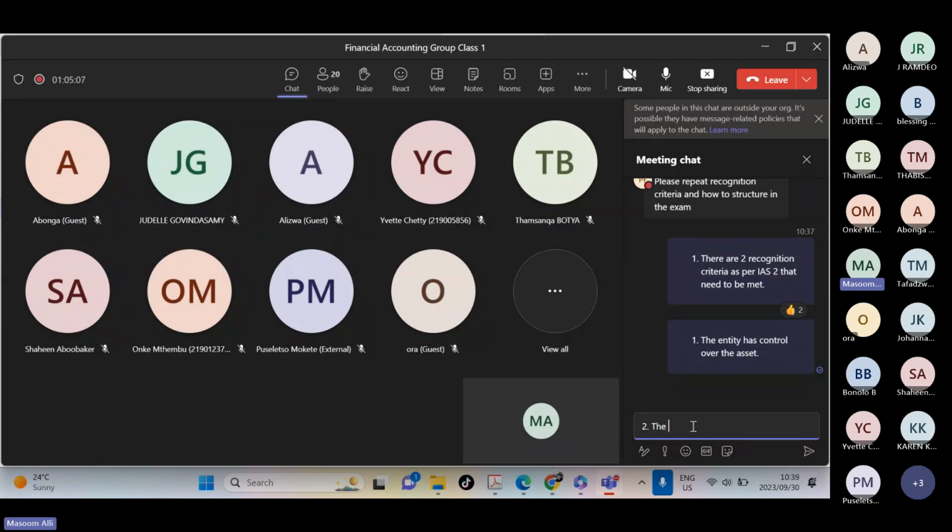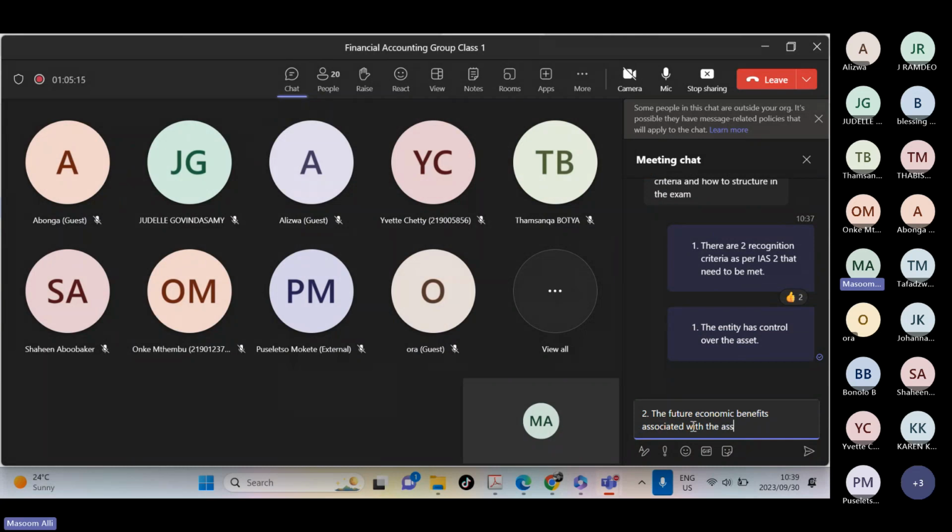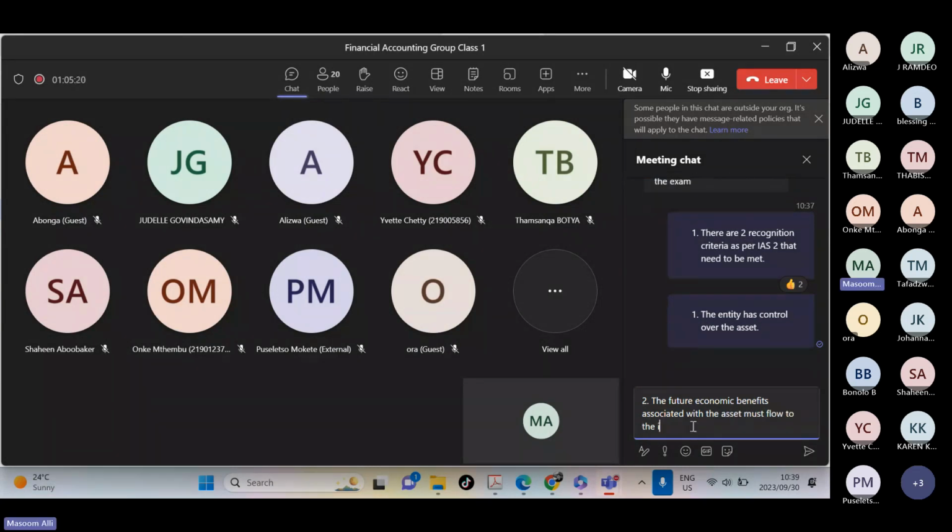Then the second thing is that the future economic benefits associated with the asset must flow to the entity.